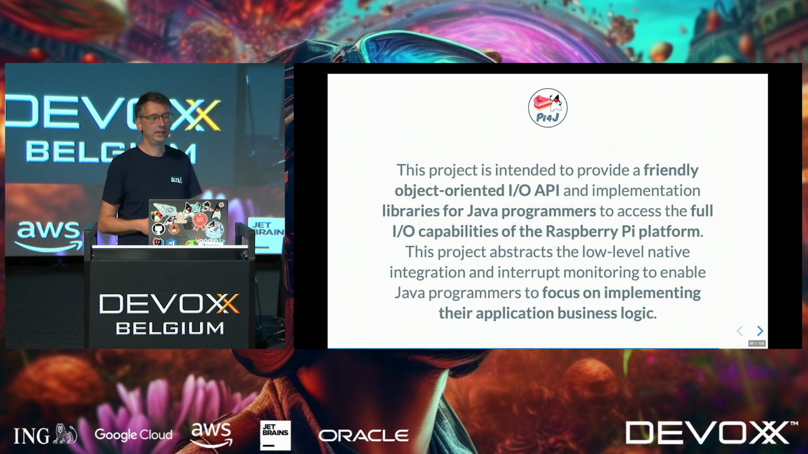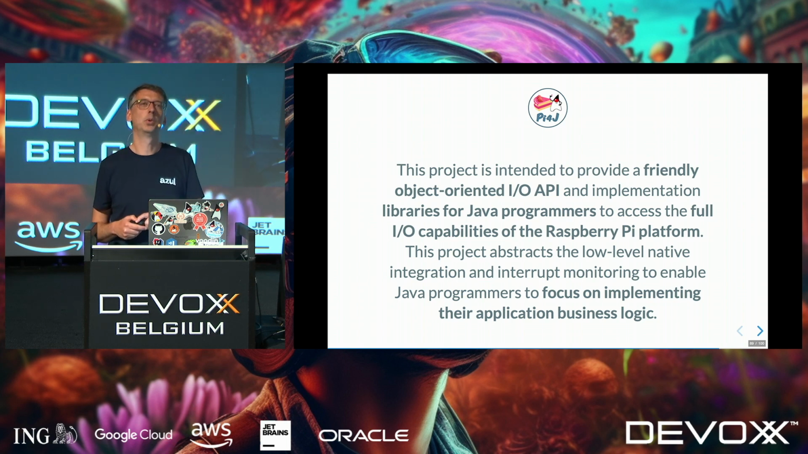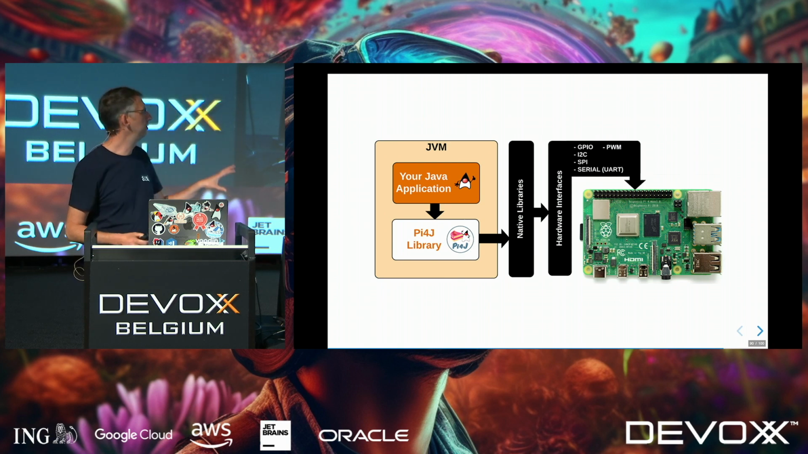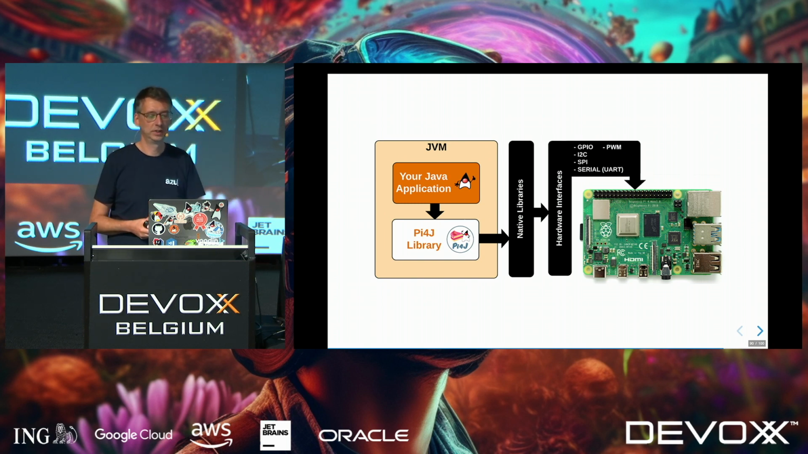So Pi4J is a friendly object-oriented I/O API for Java programmers to access the full I/O capabilities of the Raspberry Pi platform. What a mouthful. So what it intends to do is abstract the complexity of dealing with electronics for a Java developer, just in case you want to build something. It is a library that you integrate in your application. Within the library, there are native libraries which are able to talk different protocols to communicate with electronic components, and it's all handled for you.